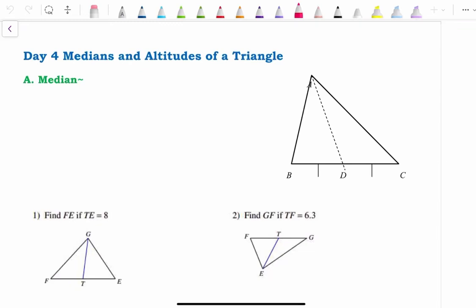Hello, everyone, and welcome to day 4, which is on medians and altitudes of triangle. So, first up, we have the definition of a median.